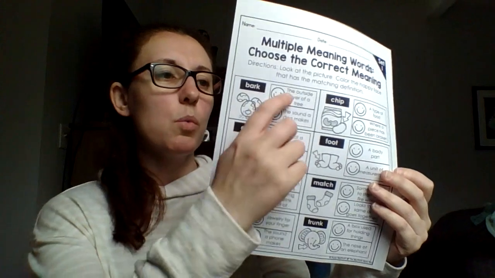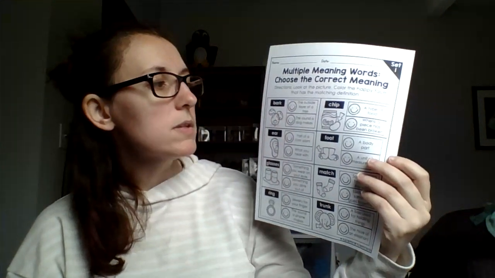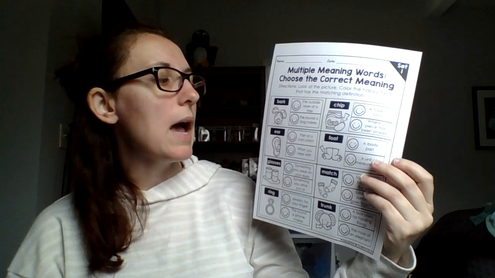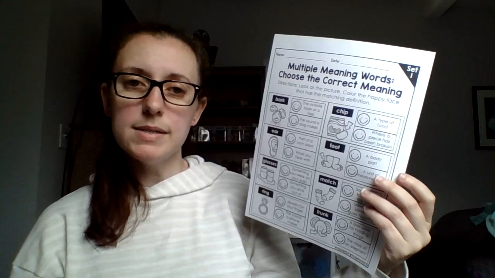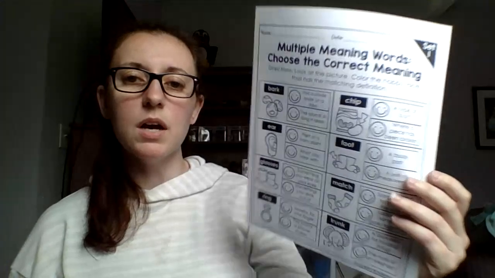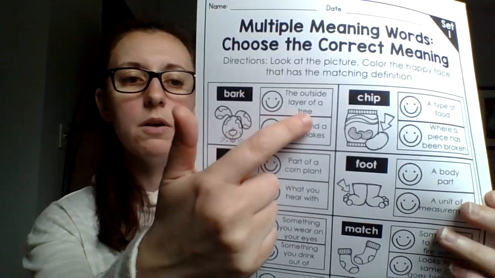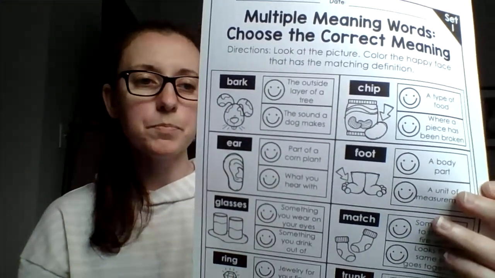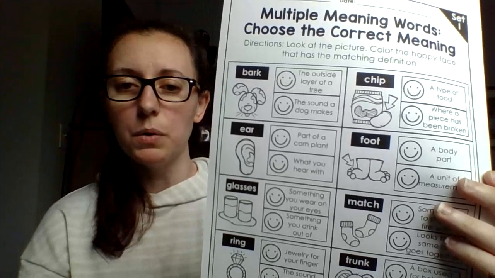So which sentence shows the meaning of this kind of bark? The outside layer of a tree or the sound that a dog makes? Well, yes, bark is the outside layer of a tree, but this picture isn't of a tree, it's of a dog. So the answer is obviously the sound that a dog makes. I'm going to do the second one for you, and then the rest will be on your own.